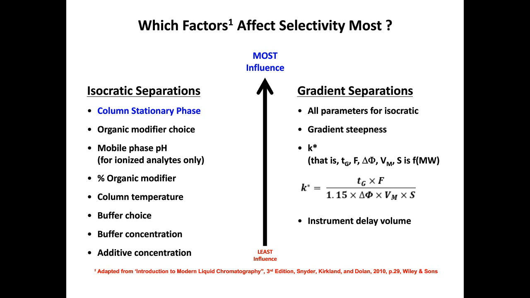And of course, gradient delay volume also can have a significant effect on selectivity, especially for compounds that are slightly retained or barely retained.